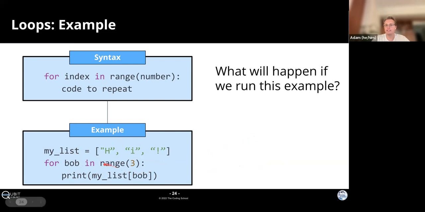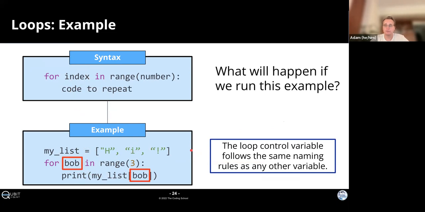Now, what if I just have the same code, but I change this to Bob? So no longer index, this fancy sounding index, but to Bob. Is this going to be a problem? It turns out it's totally fine. It's actually no different. So the name of this variable does not matter. The loop control variable is truly a variable. It's all it is. It follows the same naming rules as any other variable. You could name it Bob, you could name it Alice, you could name it whatever you want, so long as it follows the typical rules for variables.